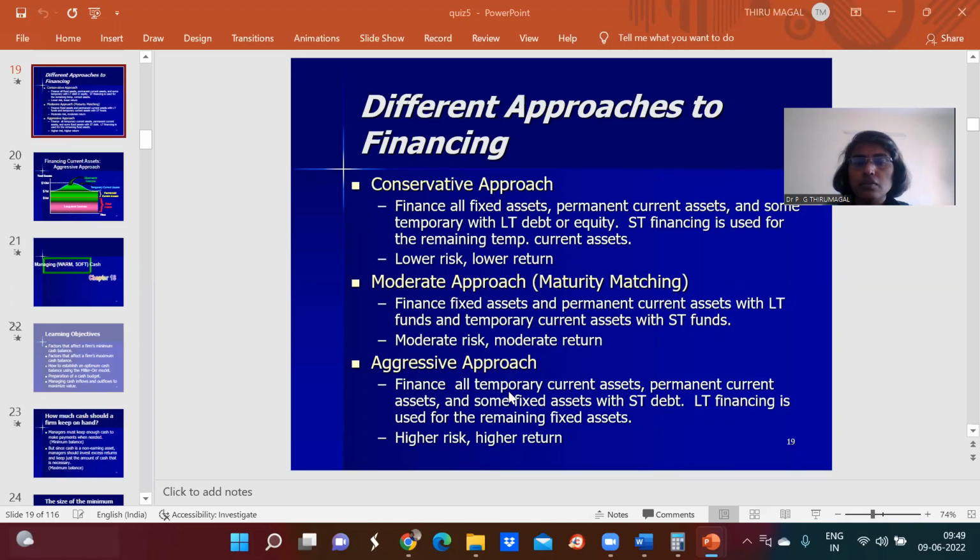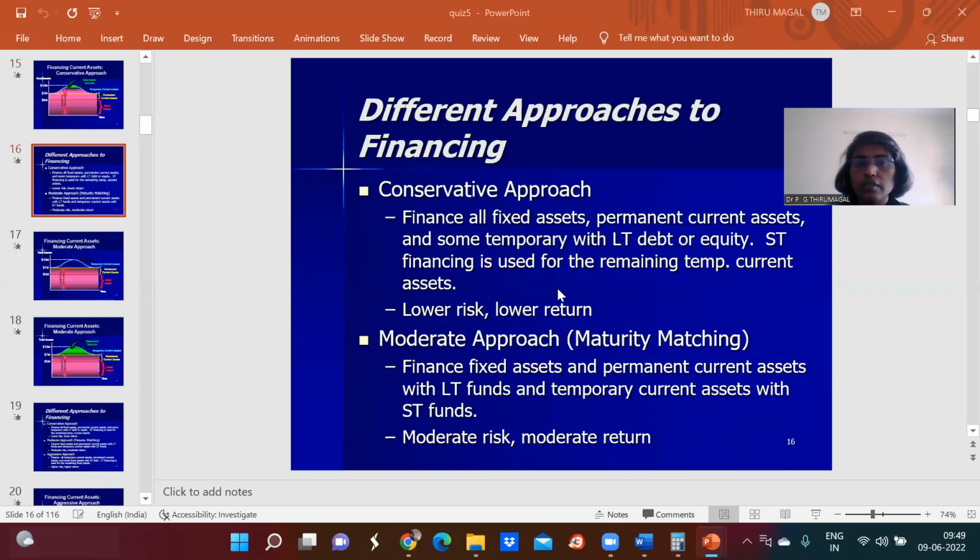That is, they finance all the temporary current assets, permanent current assets, and some fixed assets with short-term debt. And long-term financing is used for the remaining fixed assets. Which means they use short-term financing for almost everything, even fixed assets, temporary current assets as well as permanent current assets. So that is high risk and high return. So these are the three different types of approaches we can see as far as working capital approach or working capital policies are concerned. These are the different things you need to know.